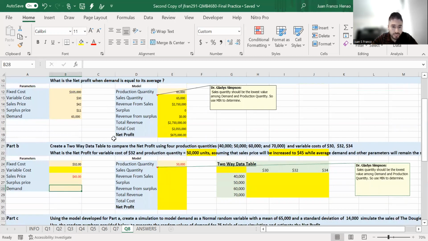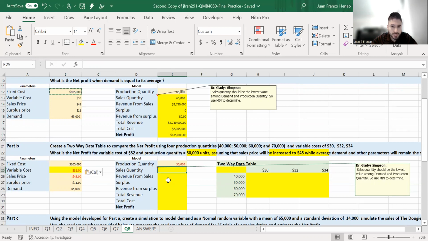And the demand remains the same. Okay. The surplus price is also the same. The question says nothing, so none of these change. Let me double check this. This is the variable cost of 32. Okay. The 32 actually goes here. This is the fixed cost, which remains the same. Okay, perfect. And now we just need to do this again.